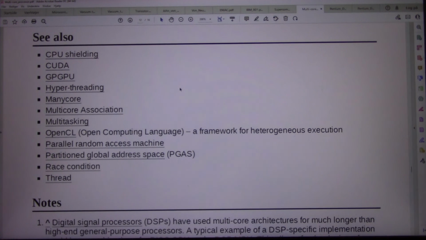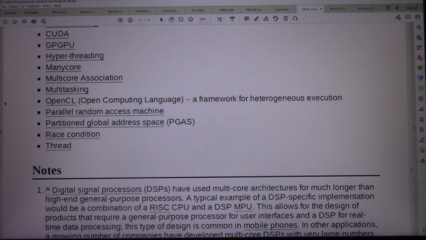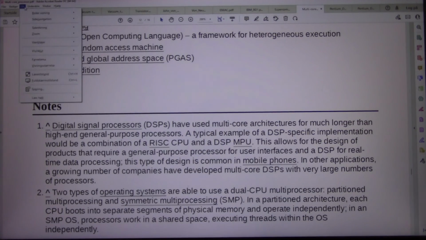See also: CPU shielding, CUDA, GPU, hyperthreading, Manycore, multi-core association, multitasking, OpenCL, Open Computing Language, a framework for heterogeneous execution. Parallel Random Access Machine. Partitioned Global Address Space, PGAS. Race condition. Thread. Notes. 1.